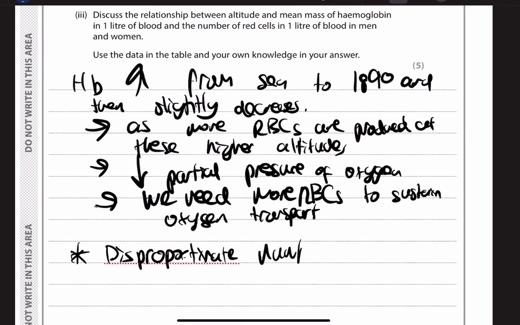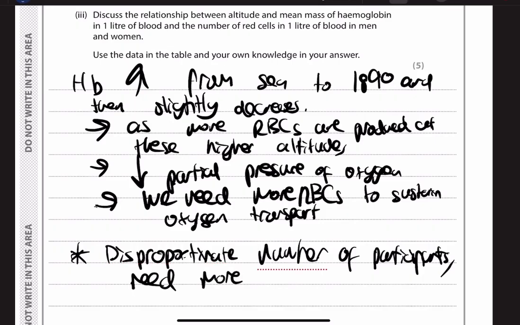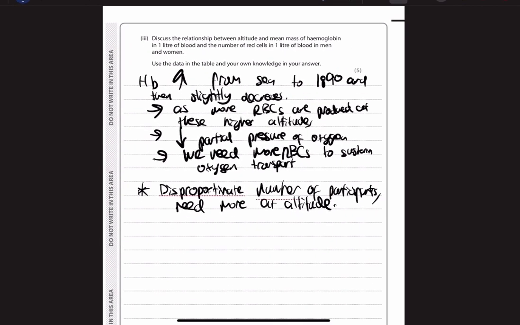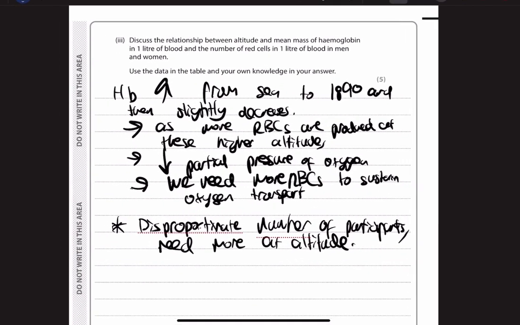Disproportionate number of participants need more at altitude. Okay. And yeah, it's a pretty strong limitation, pretty reasonable. I'm trying to think of what else we can say.